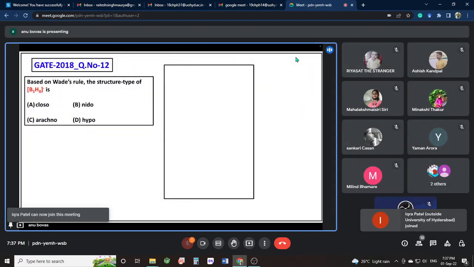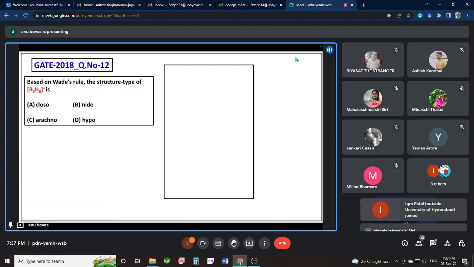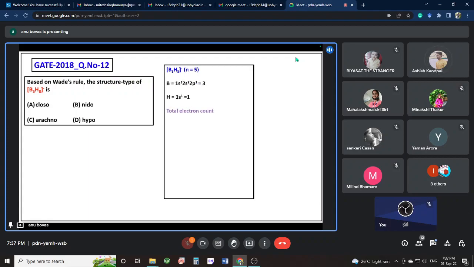So now we will go on solving GATE 2018 question number 12. Based on Wade's rule, the structure type of B5H8 minus. I think you guys can answer this. So what will it be? Nido. Oh, so fast. Good. No need of explaining. You guys are so fast. Good. I feel that you guys understood it well. Still, if somebody has some issue, I will just explain.